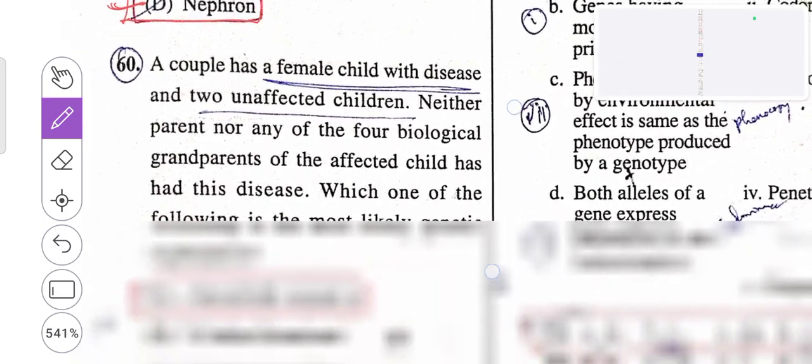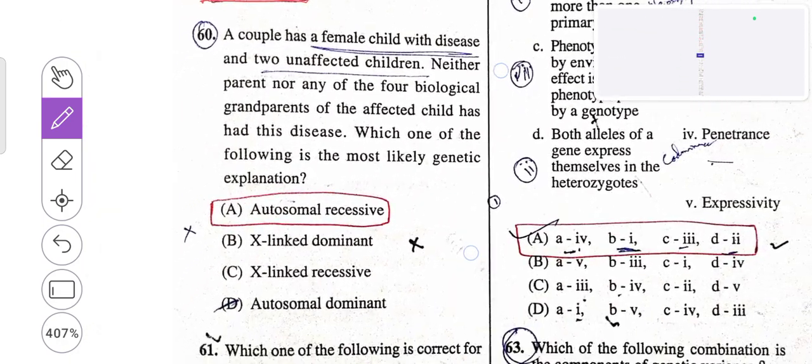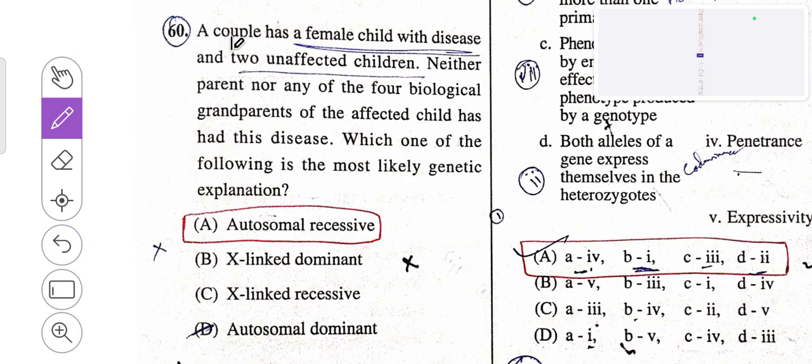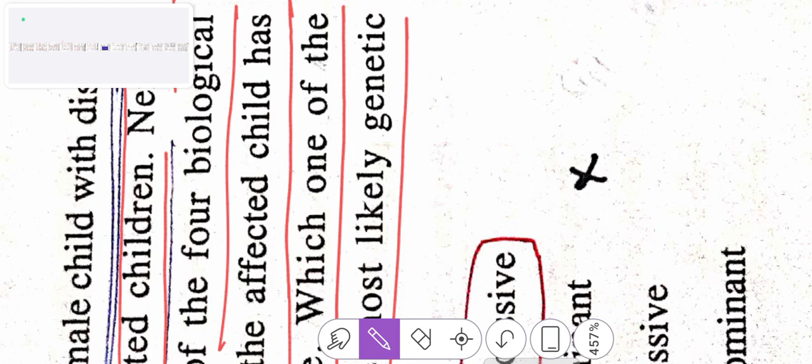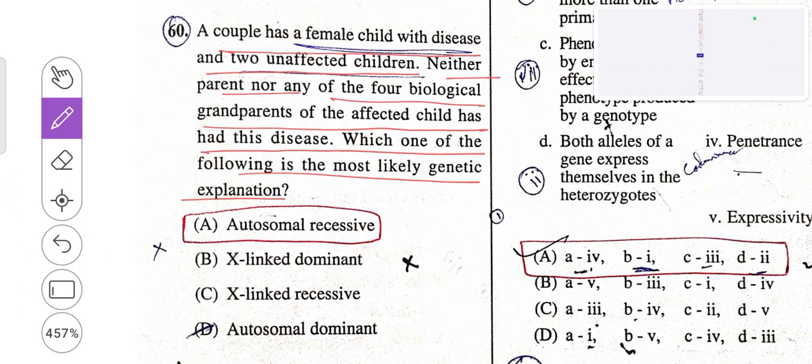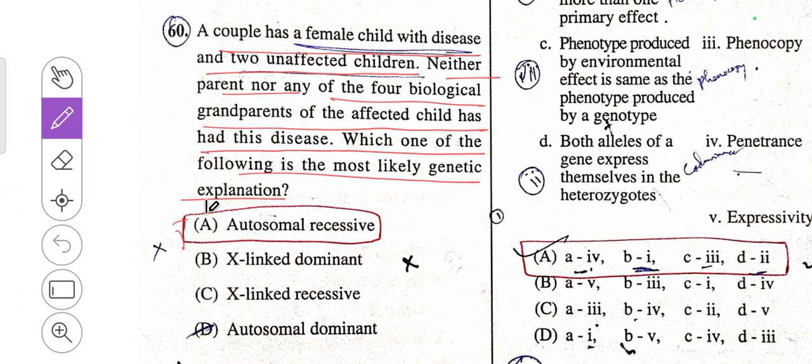Then the 60th question. A couple has a female child with the disease and two unaffected children. Neither parent nor any of the four biological grandparents of the affected child has had this disease. Which one of the following is the most likely genetic explanation? That is autosomal recessive.